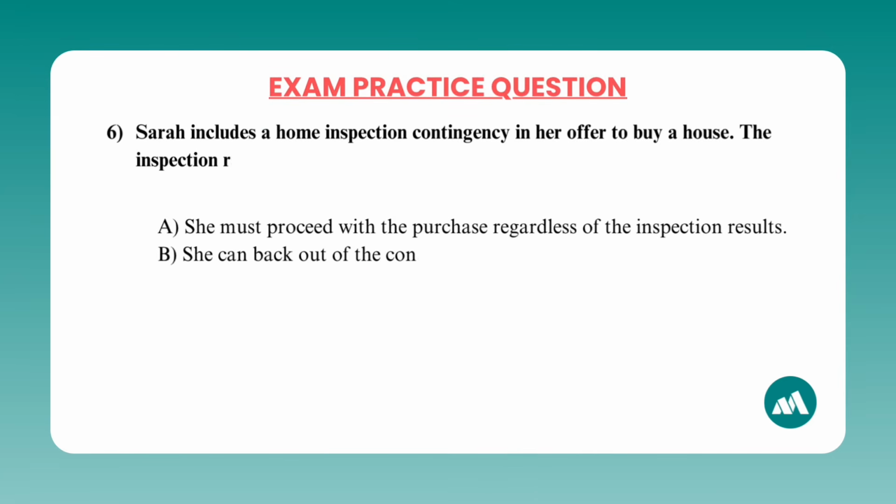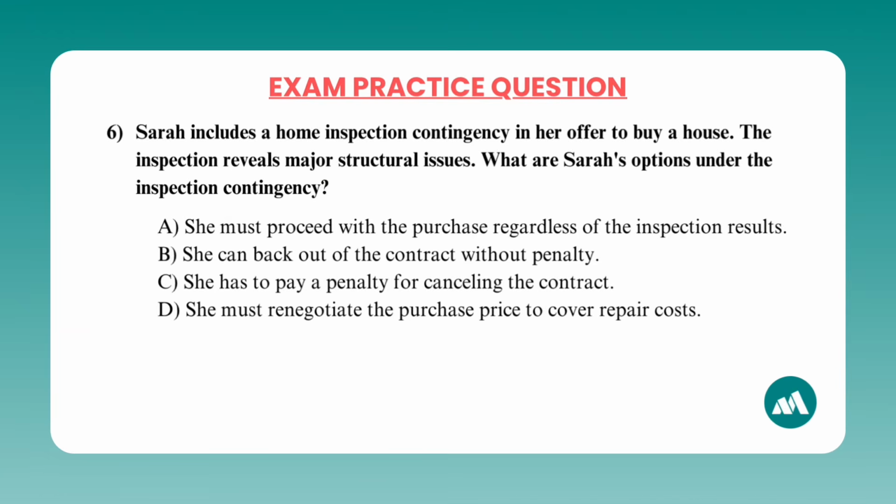Number 6. Sarah includes a home inspection contingency in her offer to buy a house. The inspection reveals major structural issues. What are Sarah's options under the inspection contingency? Is it A, she must proceed with the purchase regardless of the inspection results? B, she can back out of the contract without penalty? C, she has to pay a penalty for canceling the contract? Or D, she must renegotiate the purchase price to cover repair costs? The answer is B. She can back out of the contract without penalty.